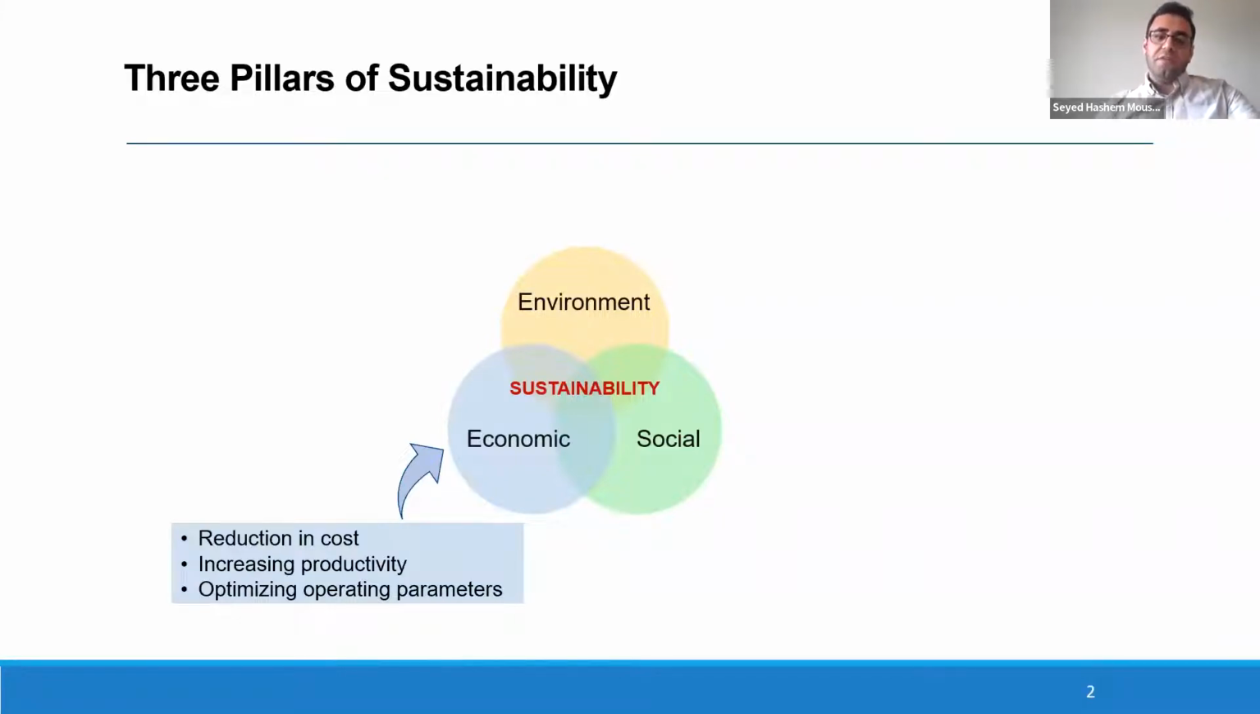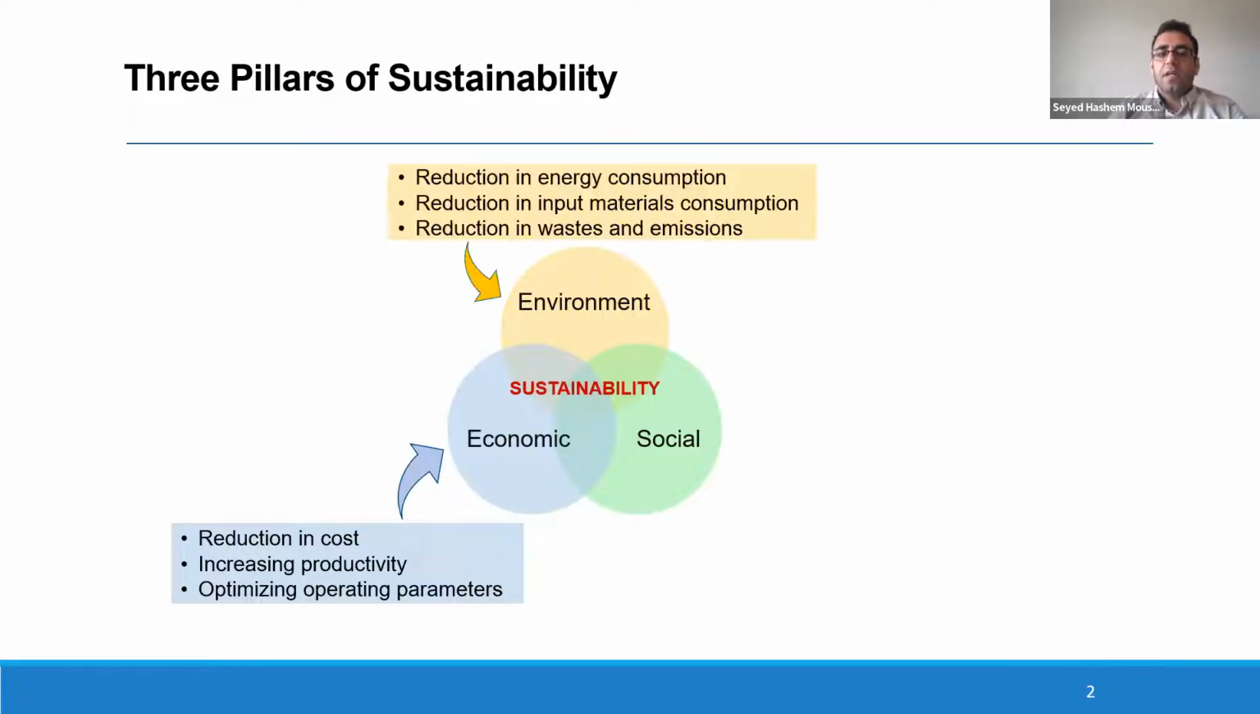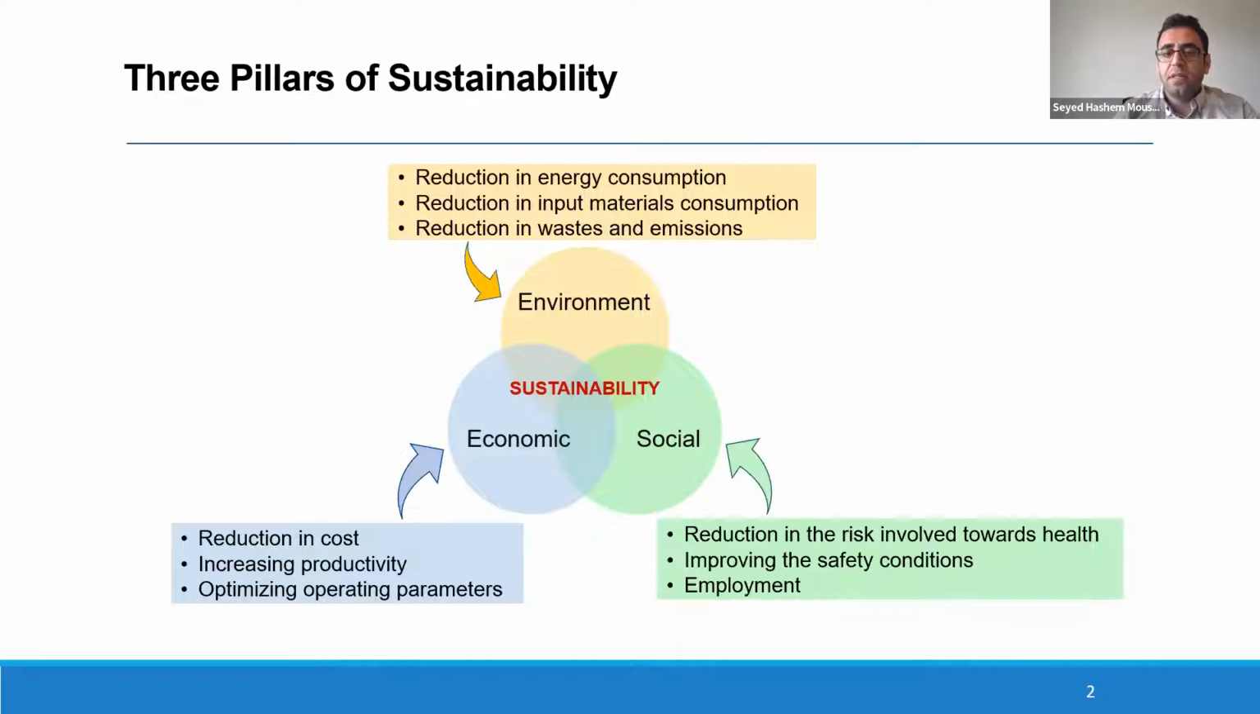In economic factors, we are focusing on reduction of the cost, increasing the productivity, and optimizing the operating parameters. In environmental assessment, we are focusing on reduction of energy consumption, reduction of input materials consumption, and also waste and emissions. And in social aspects, we are focusing on reduction of the risk involved toward the health, improving the safety and employment.